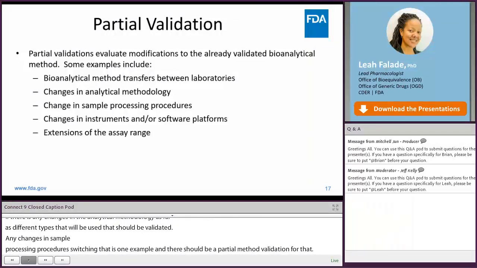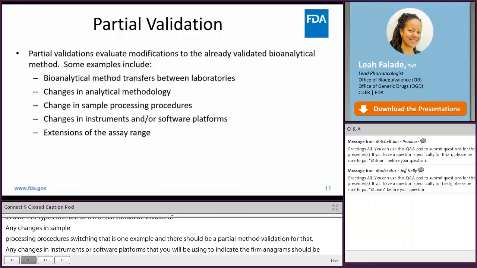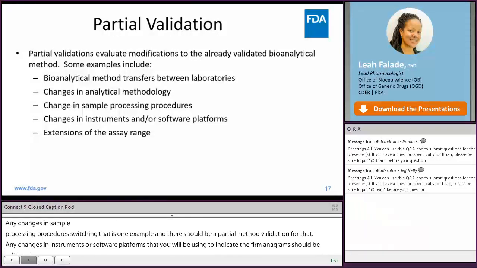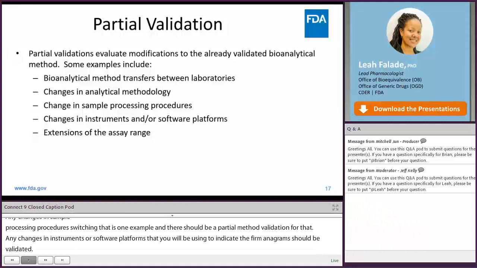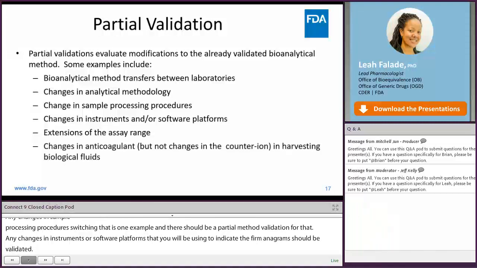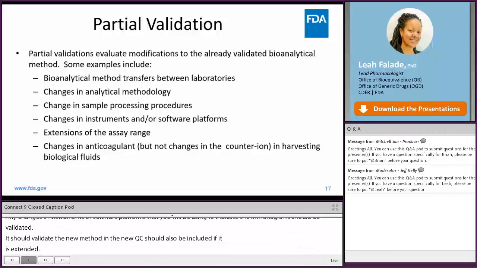If there's an extension of the assay range, there should be a partial validation submitted to validate the new method at the wider range. And the new QCs should also be included at the wider range if it's extended. And also any changes in anticoagulant used for the sample collection. This does not include changes in counter ions. So if you're switching from K2 EDTA to K3 EDTA, that is acceptable.